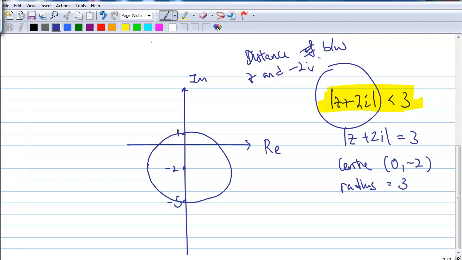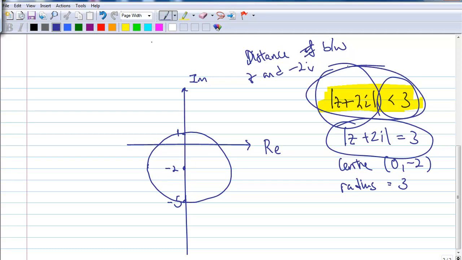Now you want the distance between z and minus 2i to be less than 3. Now this locus, the one below, tells you that we are looking at all z that satisfy modulus z plus 2i equals to 3. In other words, these are the points on the circle, and its distance from the point minus 2i is 3. Now that means for all z values that satisfy this locus must be the points that are all inside the circle.